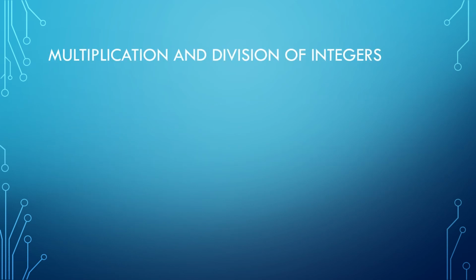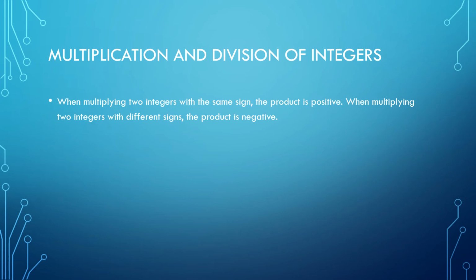Moving on to multiplication and division. When multiplying 2 integers with the same sign, the answer, or what we call the product, is positive. When multiplying 2 integers with different signs, the product is negative. For example, 5 times 6 equals 30, and -5 times -6 equals 30, but -5 times 6 equals -30.